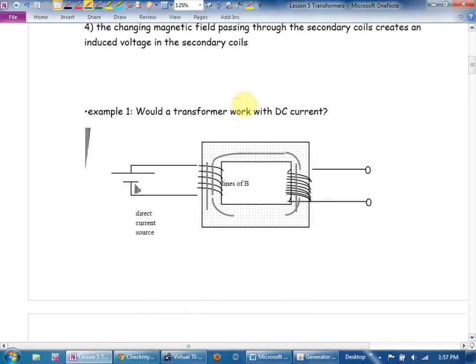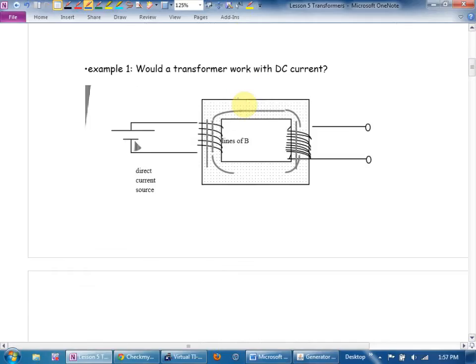Would a transformer work with direct current? No. Why not? If you hook it up to a battery, you don't have a changing magnetic field. Your magnetic field would always just be in one direction. And we said last day, it wasn't magnets that caused current. It was changing flux that caused current. And how can you change the flux? Change the area or change the magnetic field? So no changing magnetic field, no changing flux, no transformer.